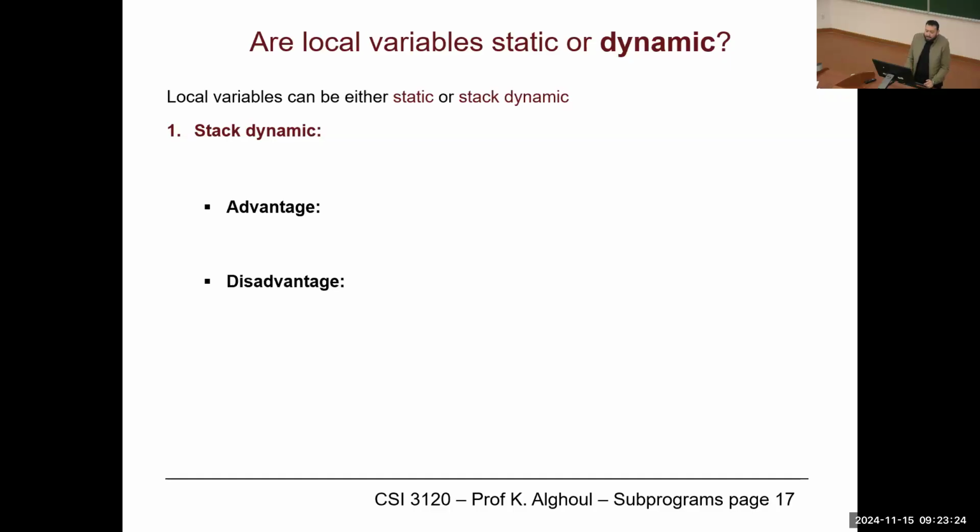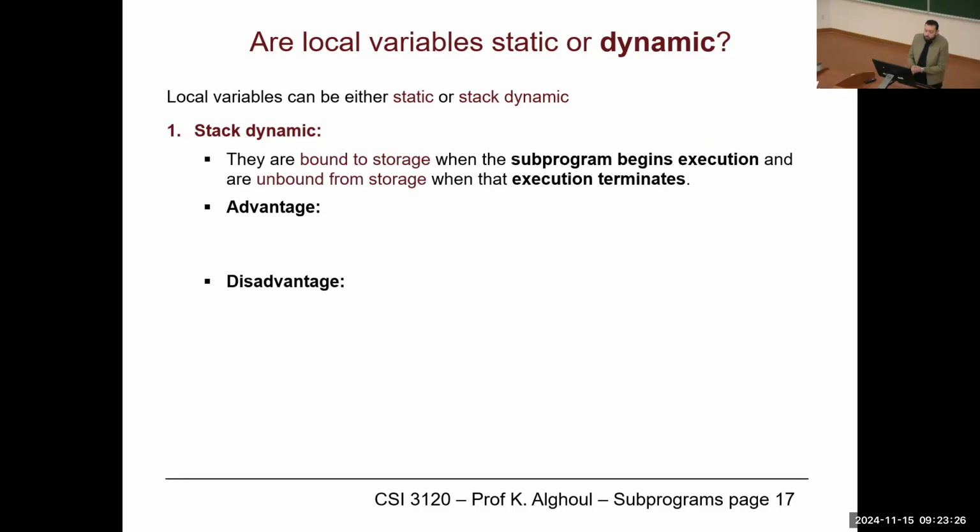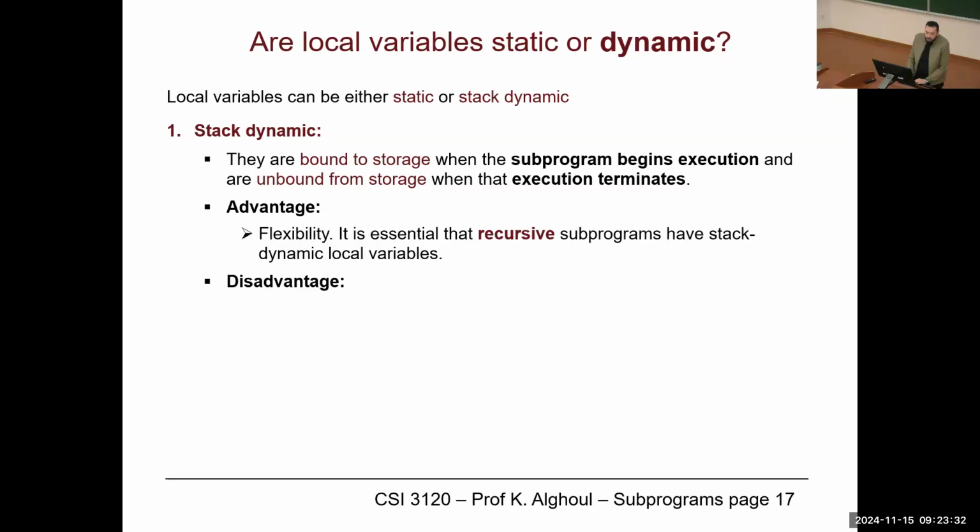So stack dynamic variables, we said, are bound to storage when the subprogram begins execution and unbound from the storage when the execution terminates. We know that. Flexibility: it is essential that recursive subprograms have stack-dynamic local variables. What are the disadvantages? We also covered this previously, so we're repeating ourselves again and again because these are very important and basic concepts that you need to know.